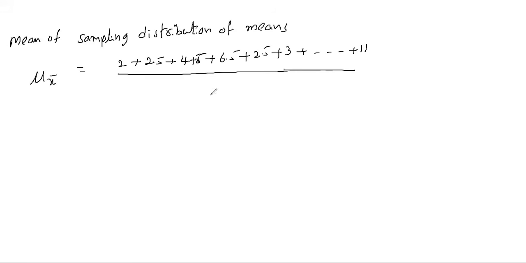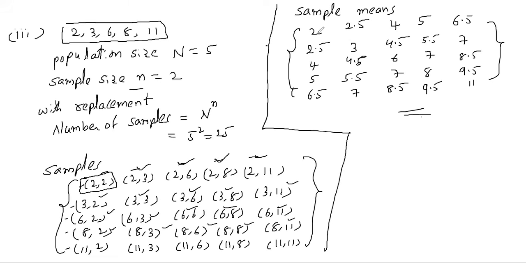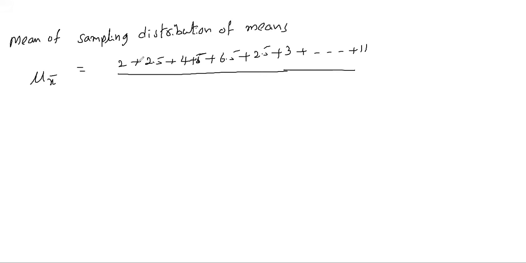So now, total how many sample means? 1, 2, 3, 4, 5, 5 fives are 25. Okay, what is the mean formula?